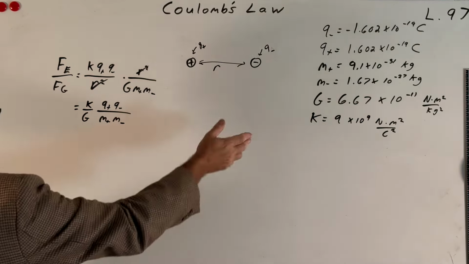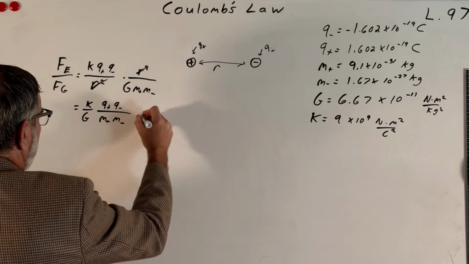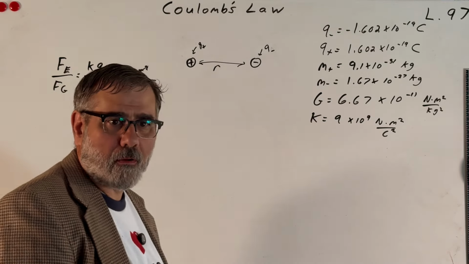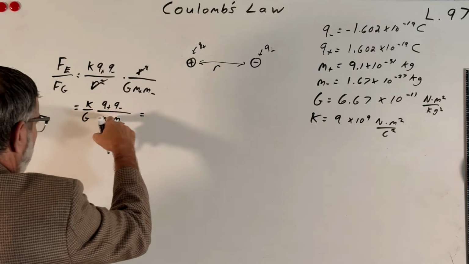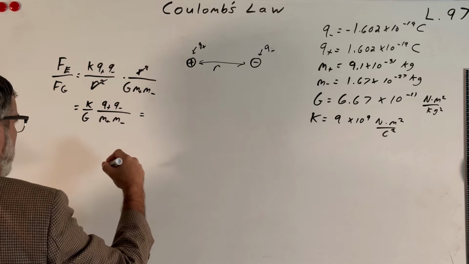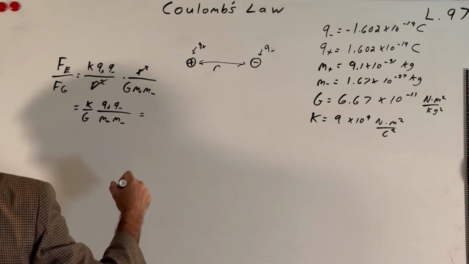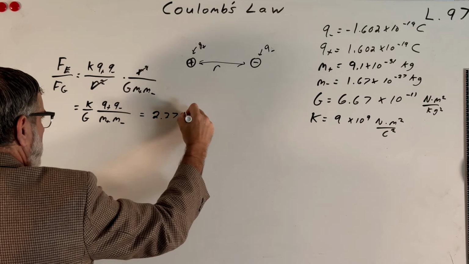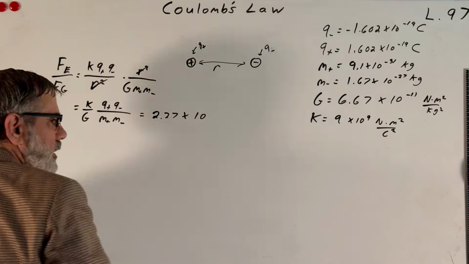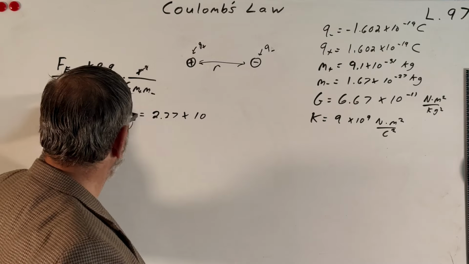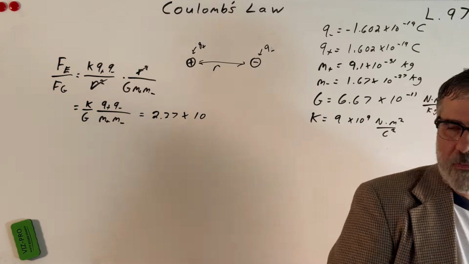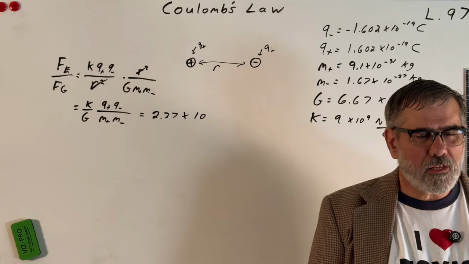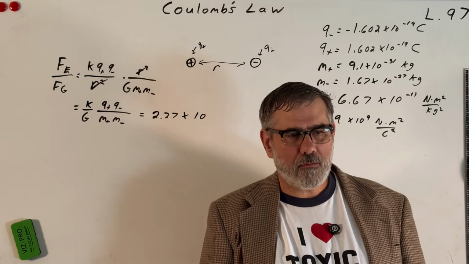So if we plug all these values into this little formula, what do we get? I'm not going to write the numbers in because I've already calculated it ahead of time. We get that the ratio of the electric to gravitational force is 2.27 times 10. Anyone want to take a wager on how much bigger the electric force is than the gravitational force? Think of it this way: if the gravitational force were 1, what would the electric force be? That's what this ratio is telling us. Is it 10 times bigger, 100 times bigger, 1,000 times bigger? Just give me a guess.